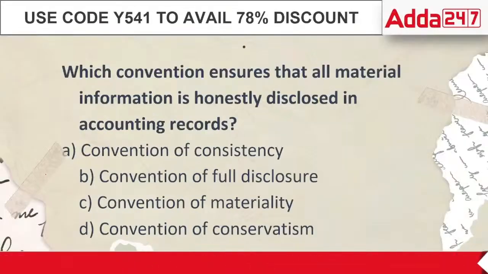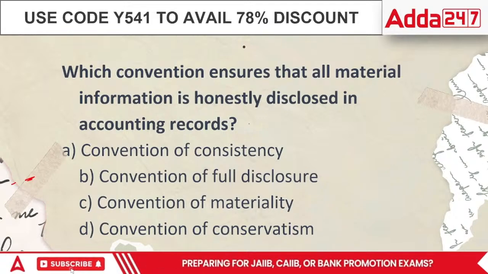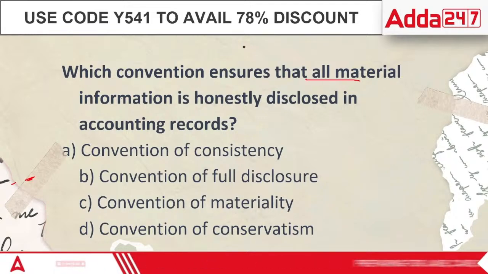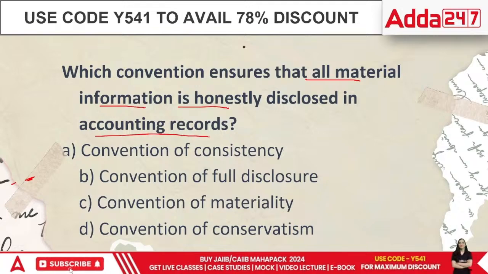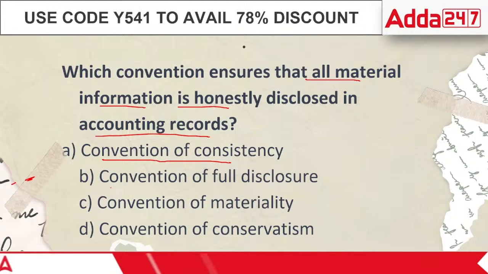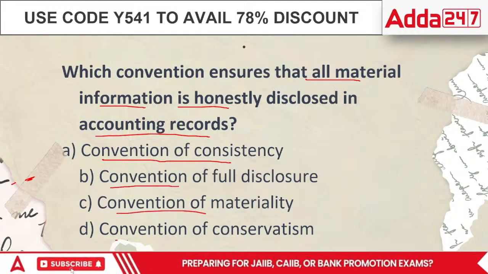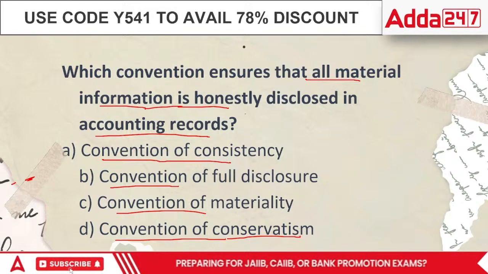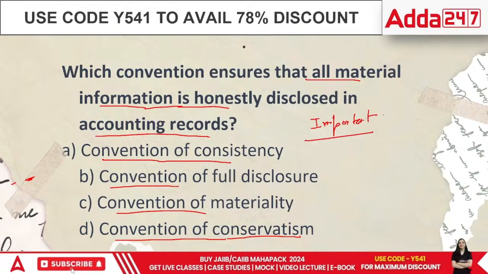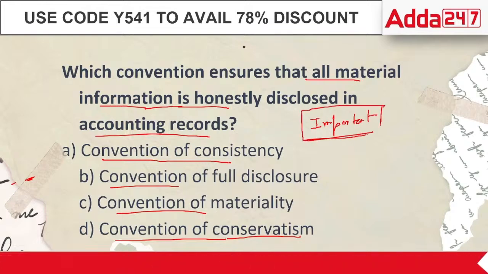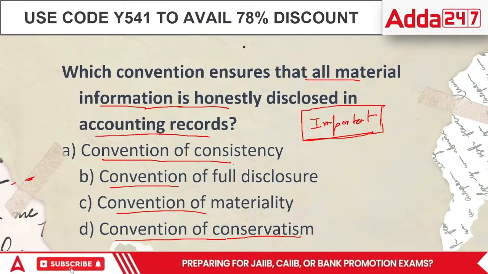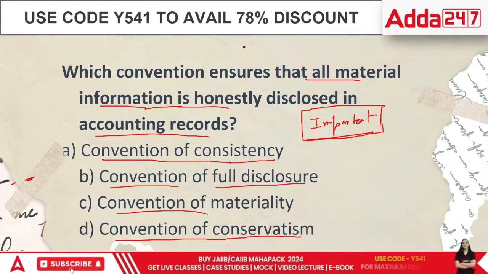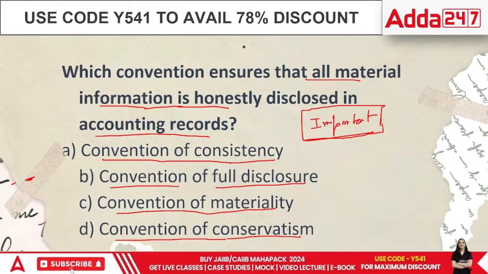Okay. Then, which convention ensures that all material information is honestly disclosed in accounting records? Convention of consistency, convention of full disclosure, convention of materiality, or convention of conservatism. The convention ensures that all material information, meaning whatever important information there is, is disclosed. We are not saying all the information, but we are clearly stating that all material information has to be stated.